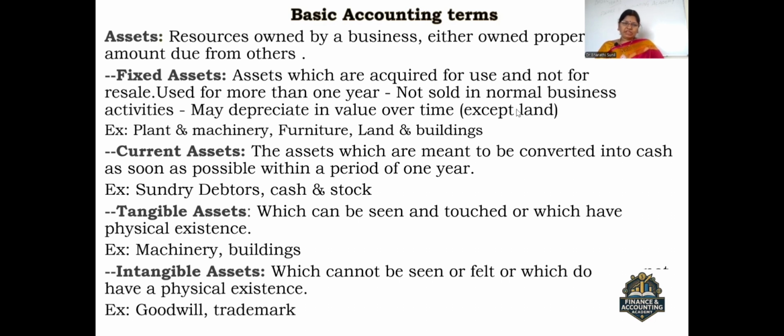Tangible assets. What are tangible assets? Which we can touch and we can see. Say for example, we are owning one building. Can we see that building? Yes. Can we see our machinery? Yes. Can we see our furniture? Yes. Okay. The assets which we can see, we can touch, and which have physical existence are called tangible assets.